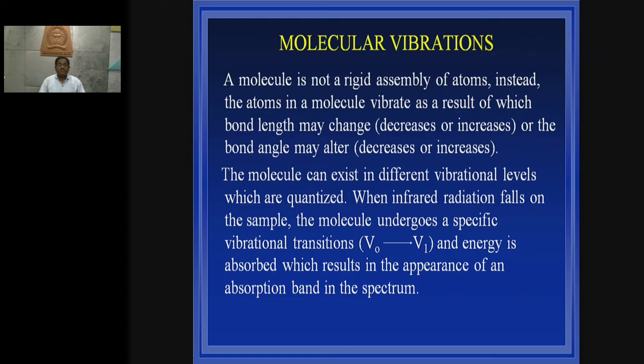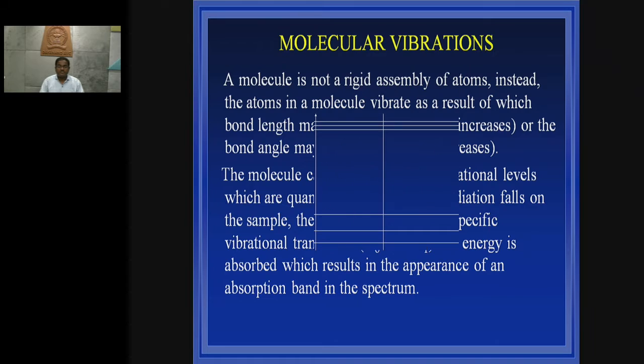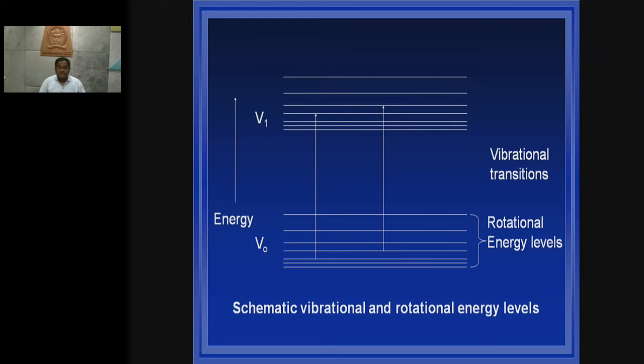When infrared radiation falls on the sample, here the sample is nothing but the organic molecule, the molecule undergoes specific vibrational transitions, that is V0 to V1, and energy is absorbed, which results in the appearance of an absorption band in the spectrum. You can see here a schematic of vibrational and rotational energy levels, and these changes occur whenever the organic molecules absorb IR radiation, and such vibrational transitions and rotational changes occur.